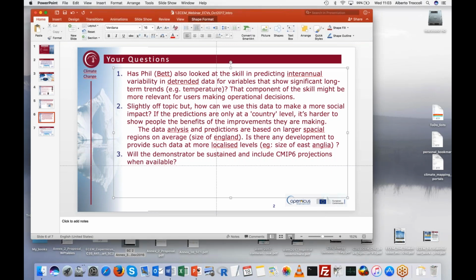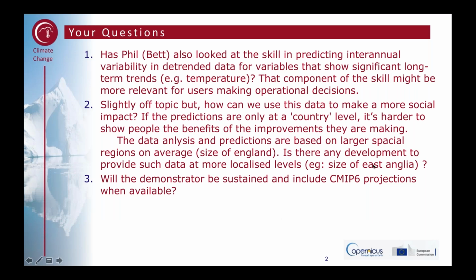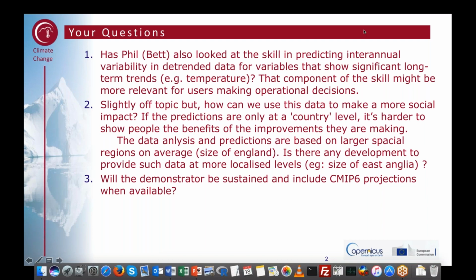The CMIP6 projections, the global modelling groups are currently starting to run the global simulations, and those won't be available within the ECEM timeframe. I think they will begin to become available probably towards the end of next year, but more coming in 2019. And of course, there will be a delay before the nested regional climate model simulations can be run.